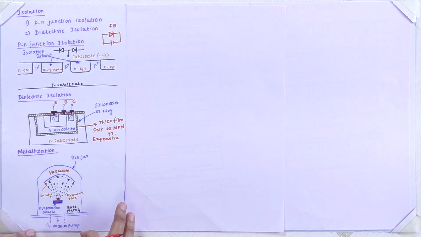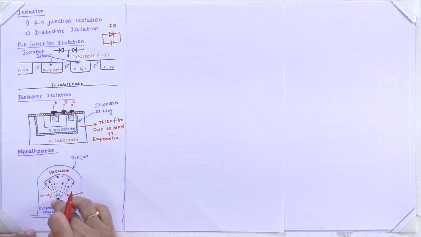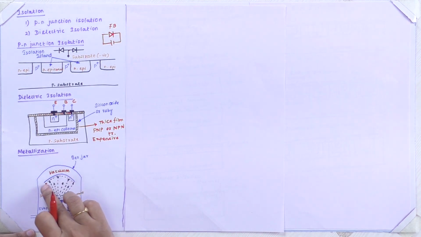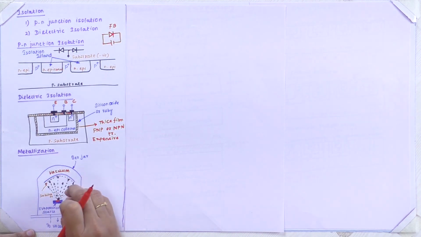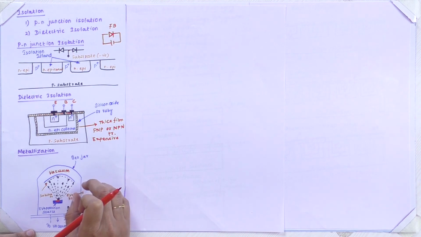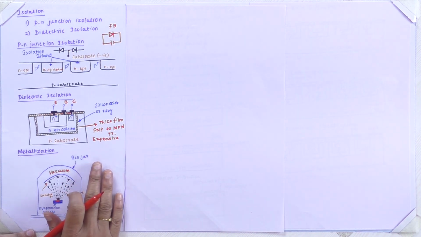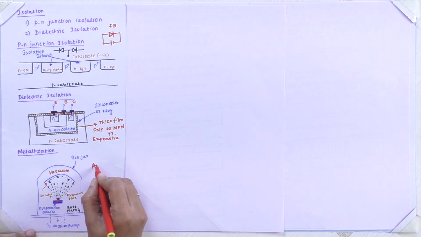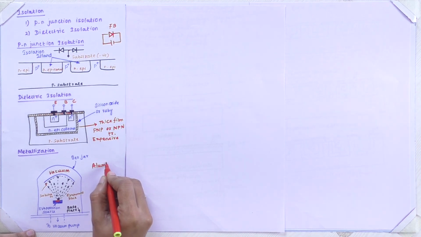So we are going to heat that metal to be evaporated. The evaporated material travels in a straight line and hits your substrate, and the condensed material forms a thin metal film for the interconnections. So here they use a preferred material called aluminum.